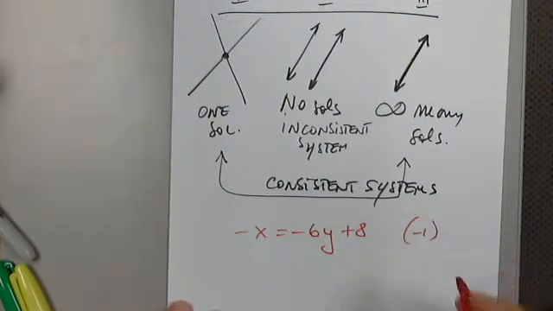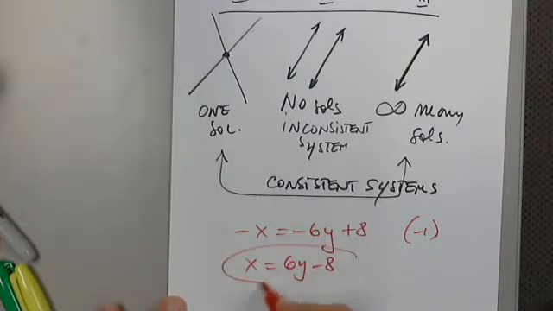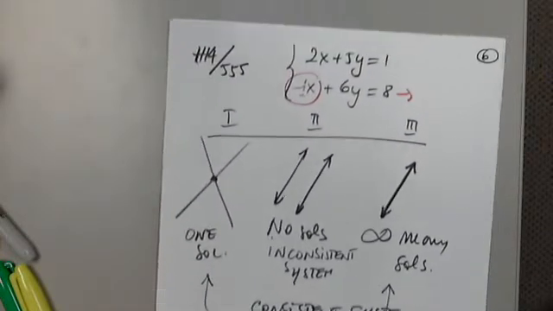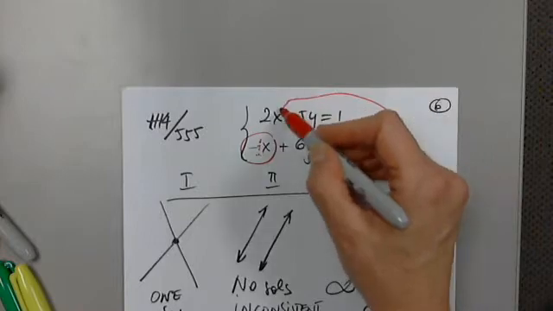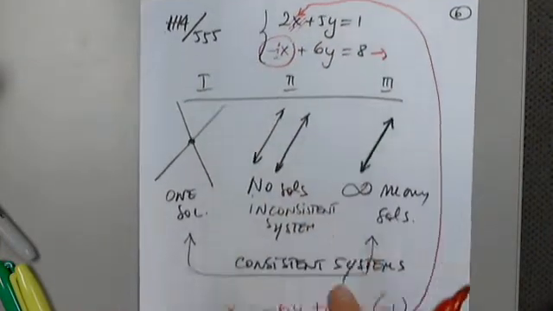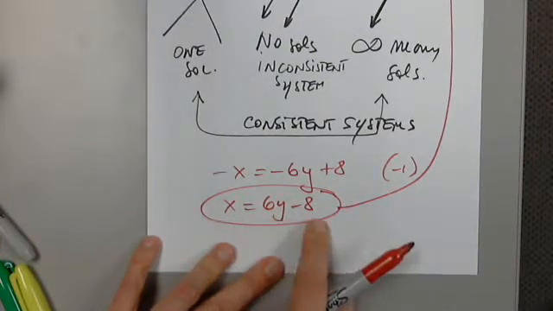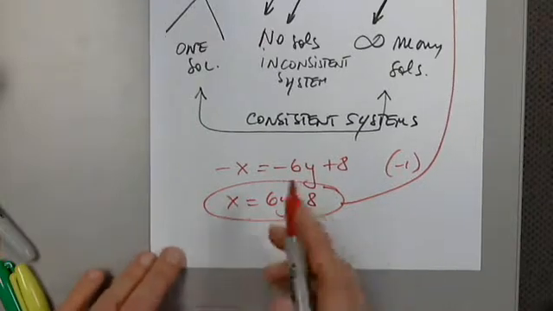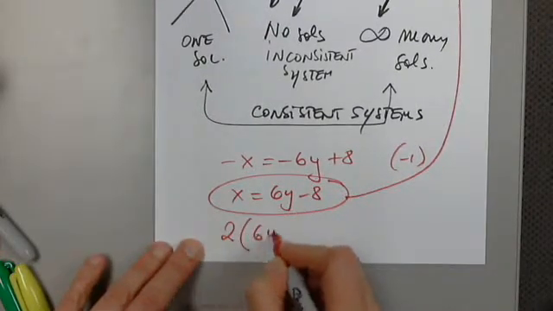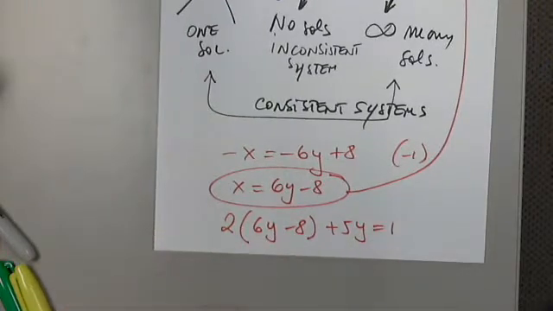And of course, I will multiply both sides by -1. So then we have x equals 6y minus 8. This is good. However, now I have to go back to the first equation and replace this x by what I just found out, meaning that x equals 6y minus 8. So then the first equation becomes 2(6y minus 8) plus 5y equals 1.